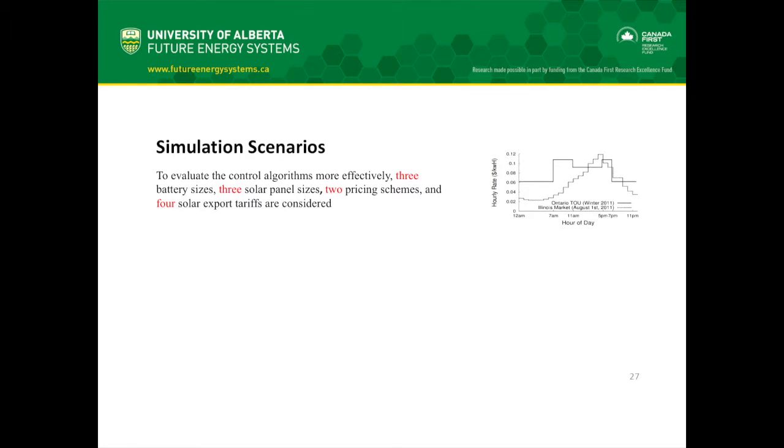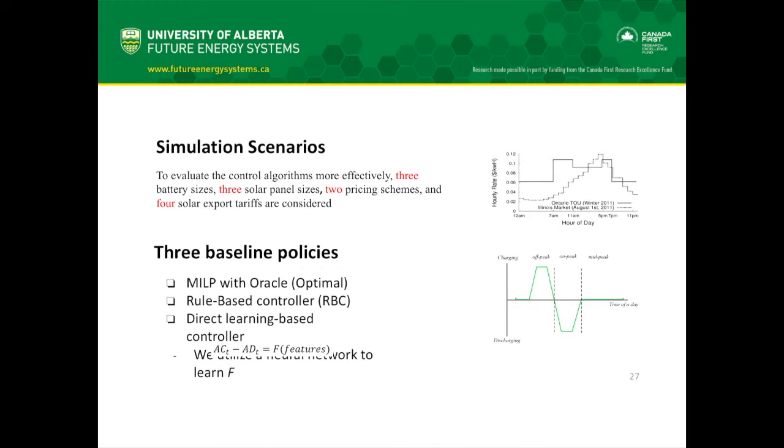Based on these control algorithms, we have tried different simulation scenarios based on different sizes of battery and PV system, and also pricing schemes that may exist. We have also used three baselines to evaluate our algorithms. Those baselines are Oracle, which is the best policy that we can theoretically obtain. The other one is the rule-based controller that you see on the right side, which is constant over time and doesn't change. And also we may use those features to directly predict the control actions.